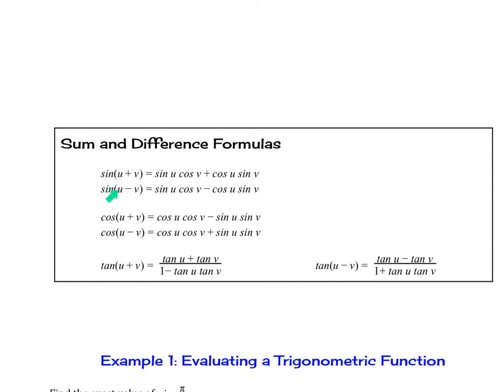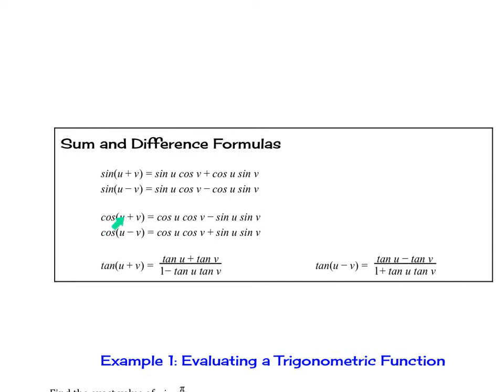So one way that I think about it is that we have sine of u plus v. It's sine of u cosine v plus cosine u sine of v. And then sine of u minus v, it's the same thing except the sign is negative. So with sine, the sign is the same, and then you just alternate each time. So sine and cosine, and then cosine sine.